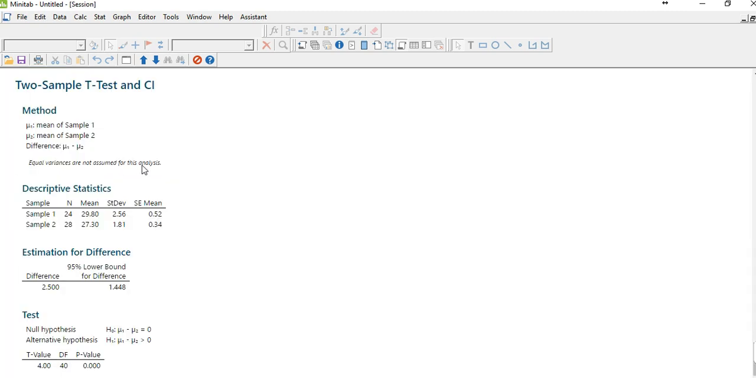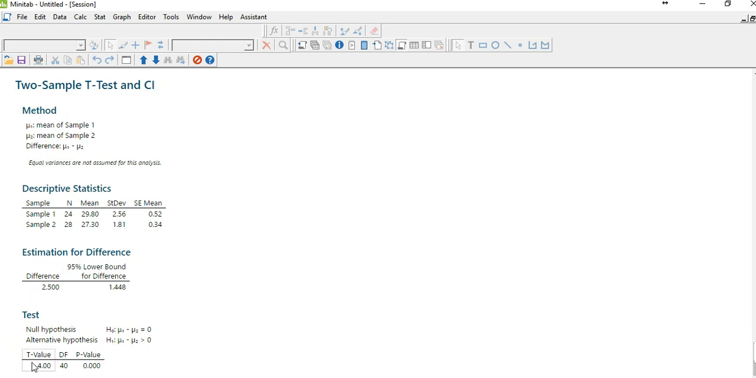Okay, so here is the output. We can see the method is comparing the difference between two population means, and we can verify the data inputs. The difference between the two sample averages is 2.5, and because this is a one-sided test, the 95% lower bound is 1.448. It does not include 0, so we reject the null hypothesis.